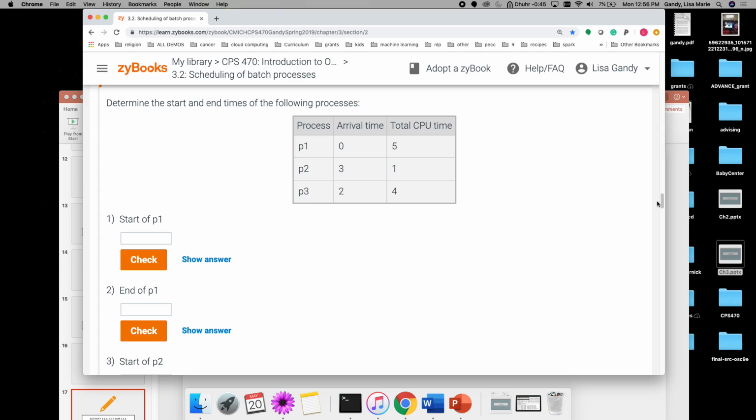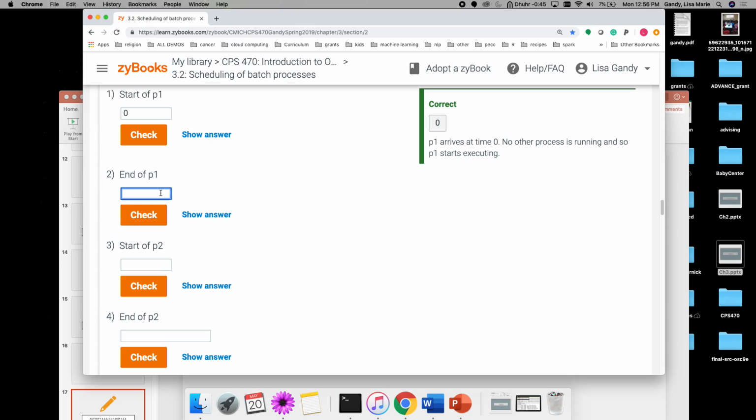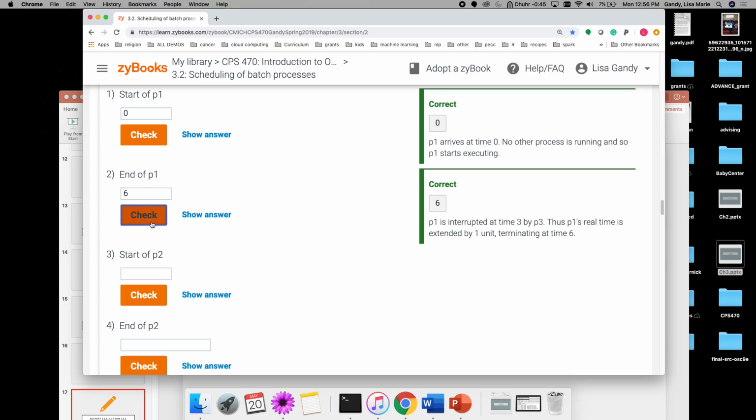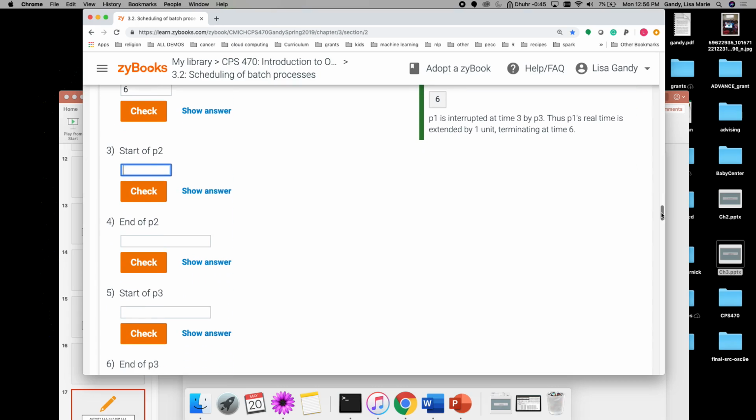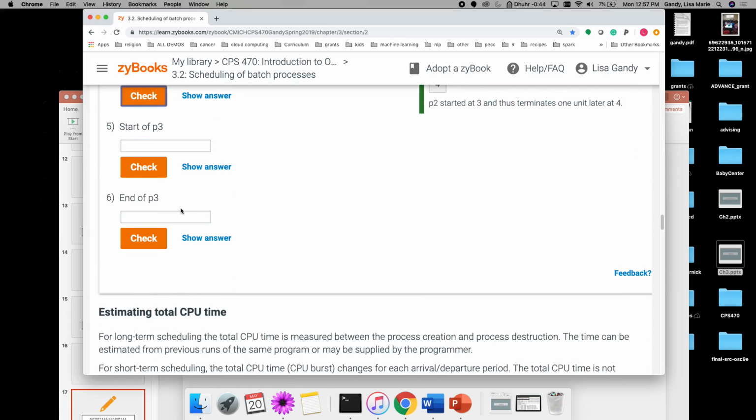Sorry, we're running out of space. We're going to start at 10. Process 3 starts at 6. Okay, so let's answer the questions. CPU start for P1 is 0. When does process 1 end? 6. It means it's done. When does process 2 start? 3. And then it ends at 4. And then process 3.